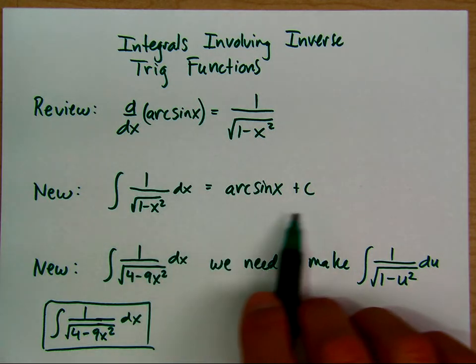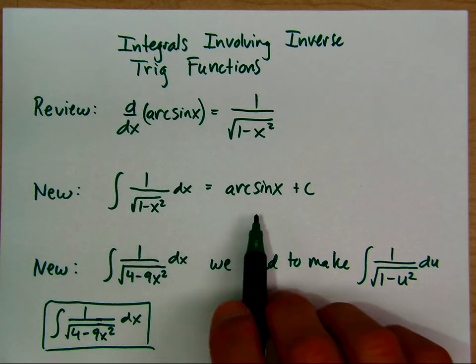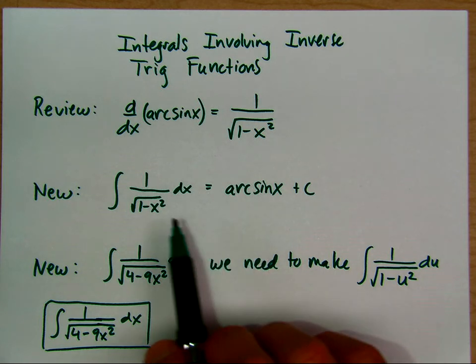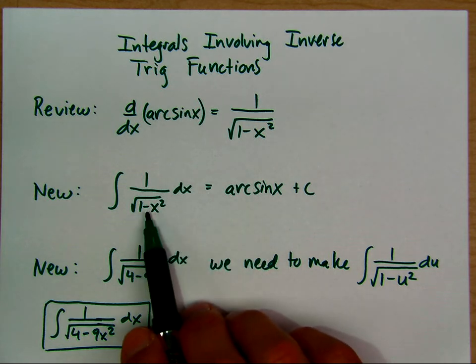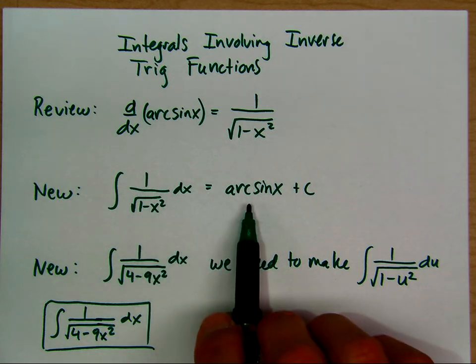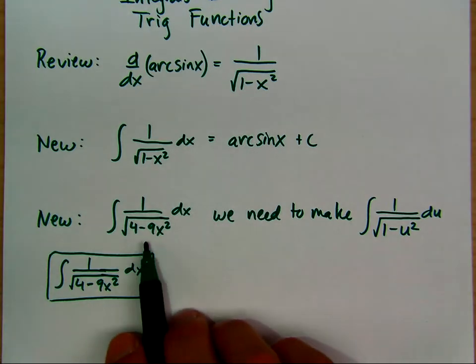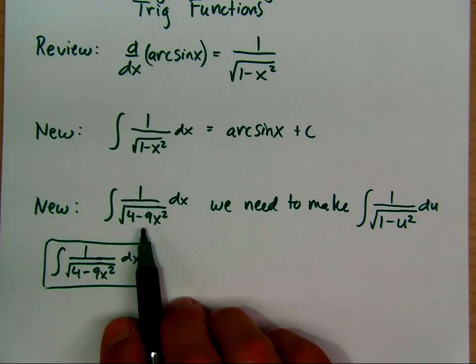So here we have arcsine x plus C. There's no work to do there. You just have to identify this as the derivative of arcsine, then you can write this. We're going to be dealing with integrals that require a little manipulation before we can integrate.